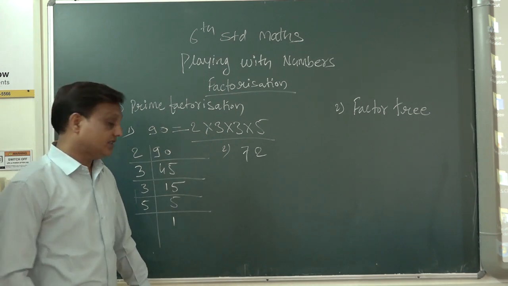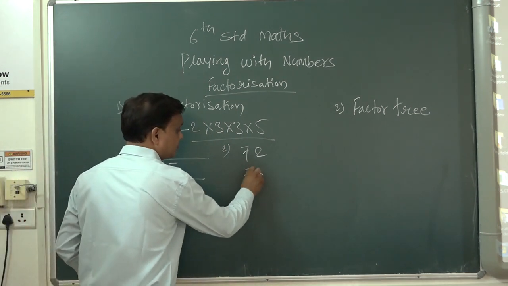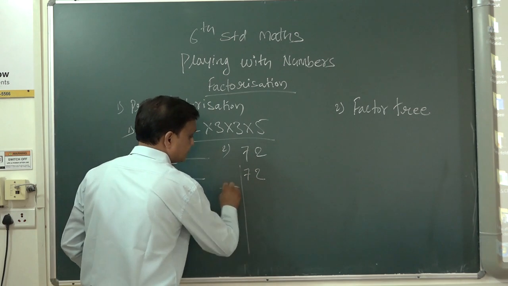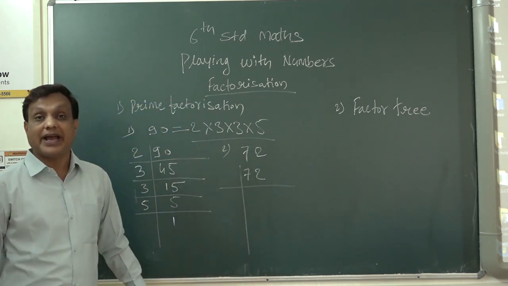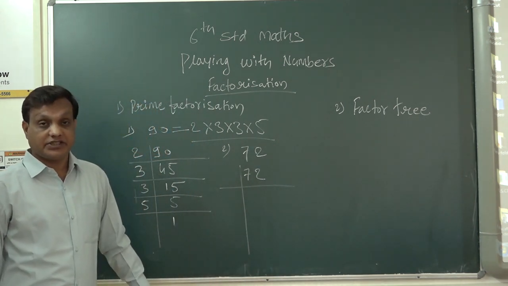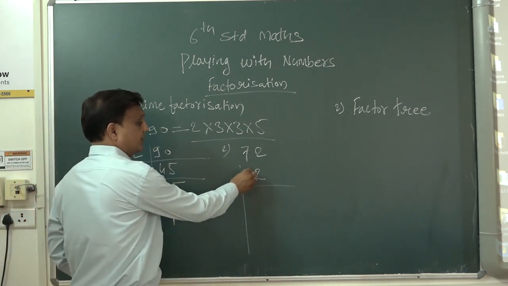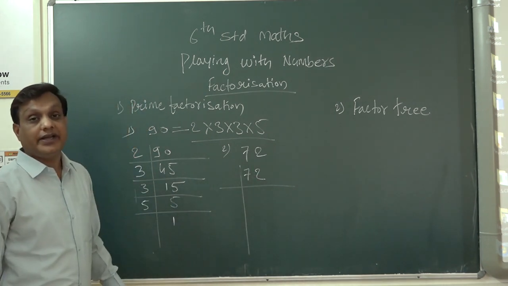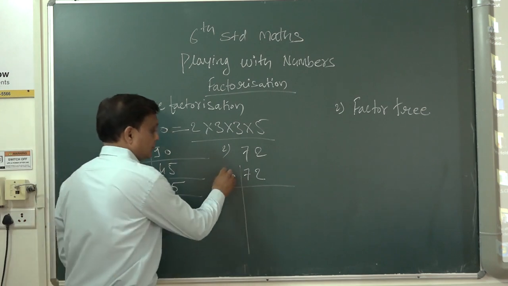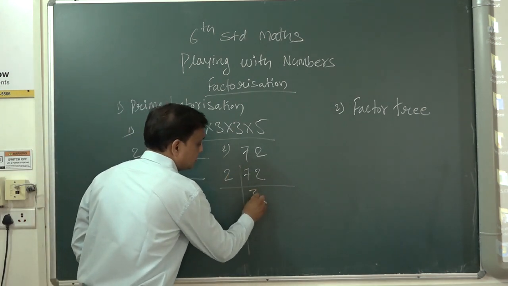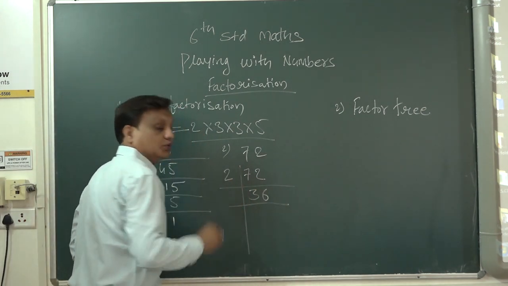Same procedure. 72. Again, find the prime factors of 72. Now this 72 is going to be divided by 2. So 2 36s are 72.